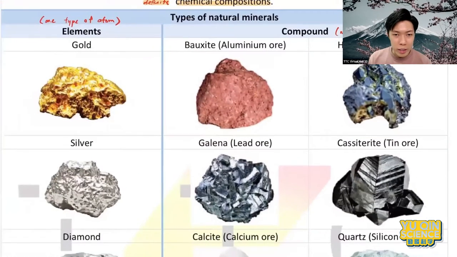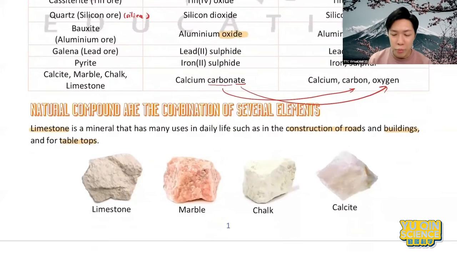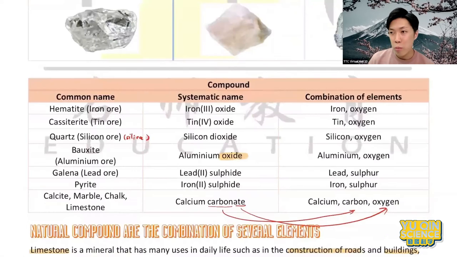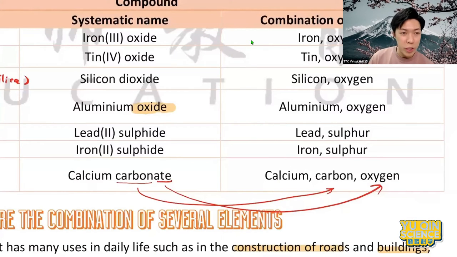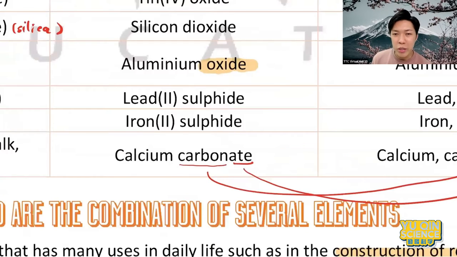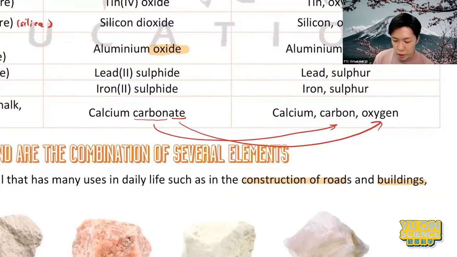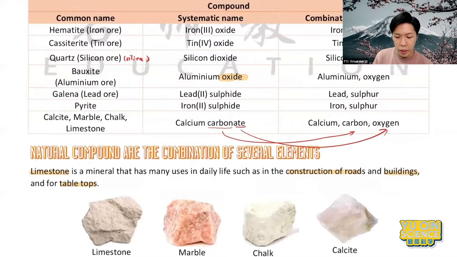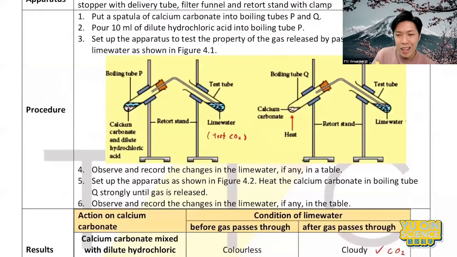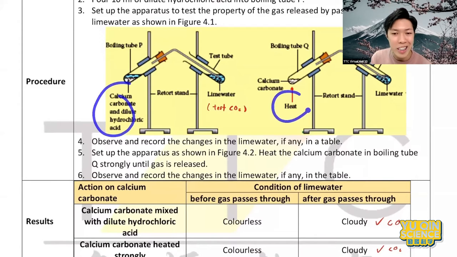So then the next experiment to talk about is your calcium carbonate experiment. I try to mention important things only. So we always say a compound is more than one type, but we have to prove it, right? To prove this, your textbook gives you an experiment to test calcium carbonate, that it consists of three things: calcium, carbon, oxygen. We already know that, but we want to prove it. Hence, we have these two experiments: one is with acid, and the other is heating, to burn the calcium carbonate.